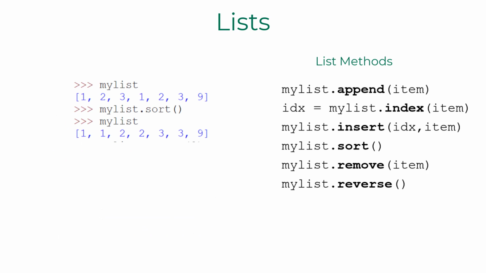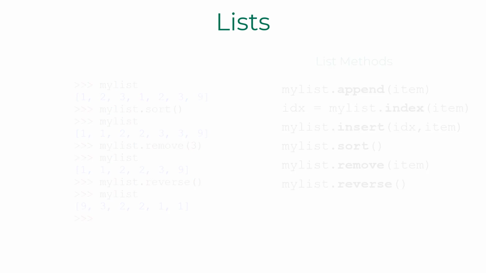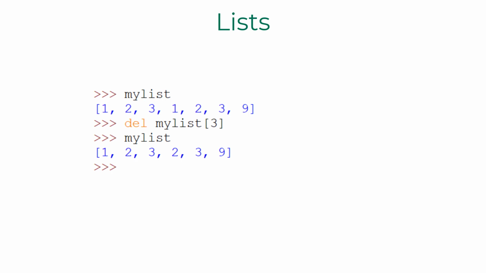The sort method, like the name suggests, sorts the elements of the list in ascending order. The remove method is tricky. It removes only the first occurrence of the element. If there is no such element in the list, it would throw a value error. The reverse method reverses the order of the elements in the list. If you would like to delete a specific element at an index, you can do it by using del this way.